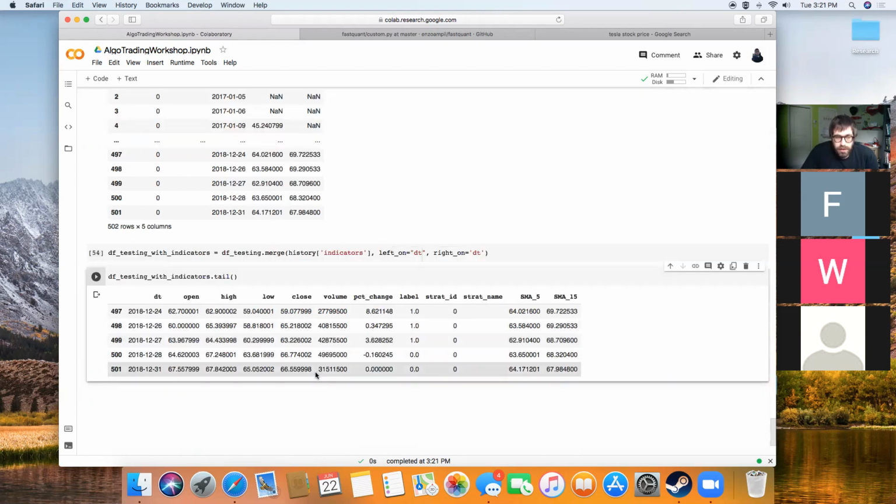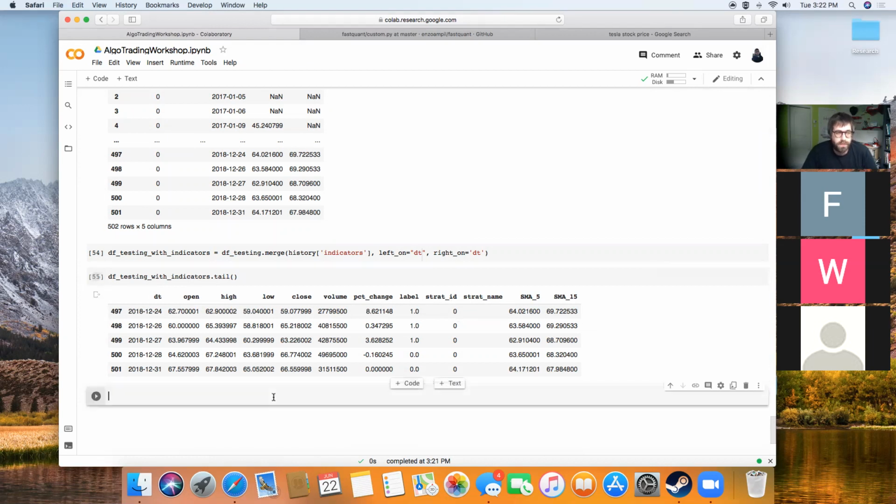Okay, we got the data merged. So we have our data: open, high, low, close, volume. We did have a small difference where DT is not an index anymore. So let's clean it a little bit. We don't want the start ID and the start name, so let's drop these as well.